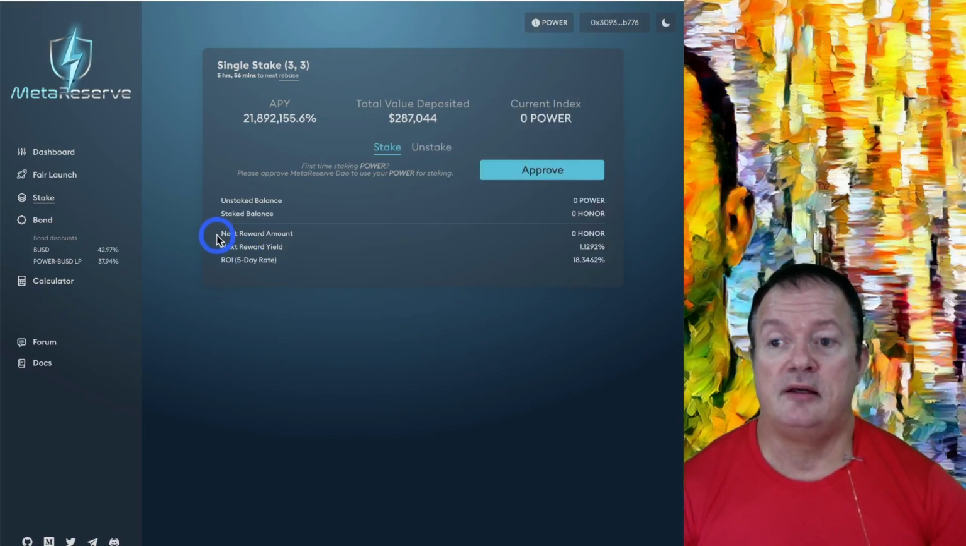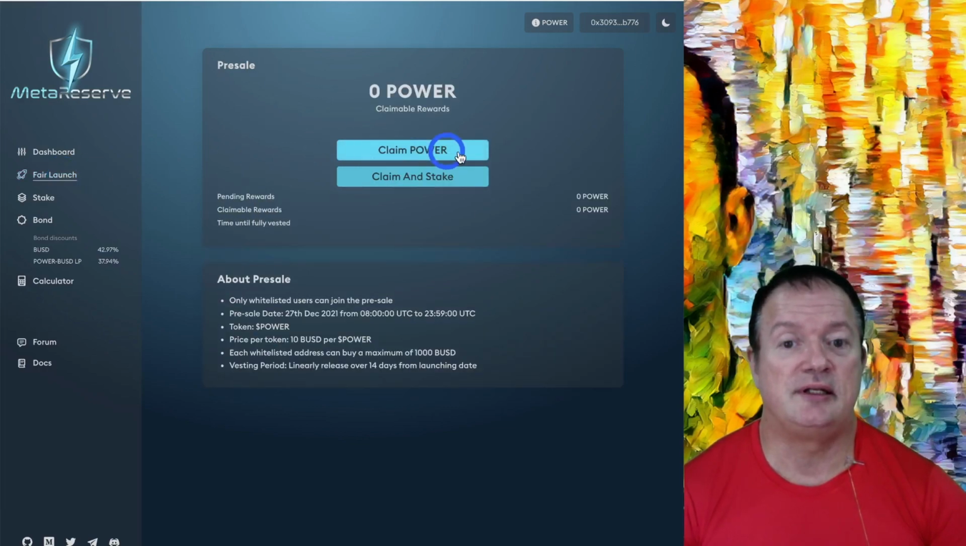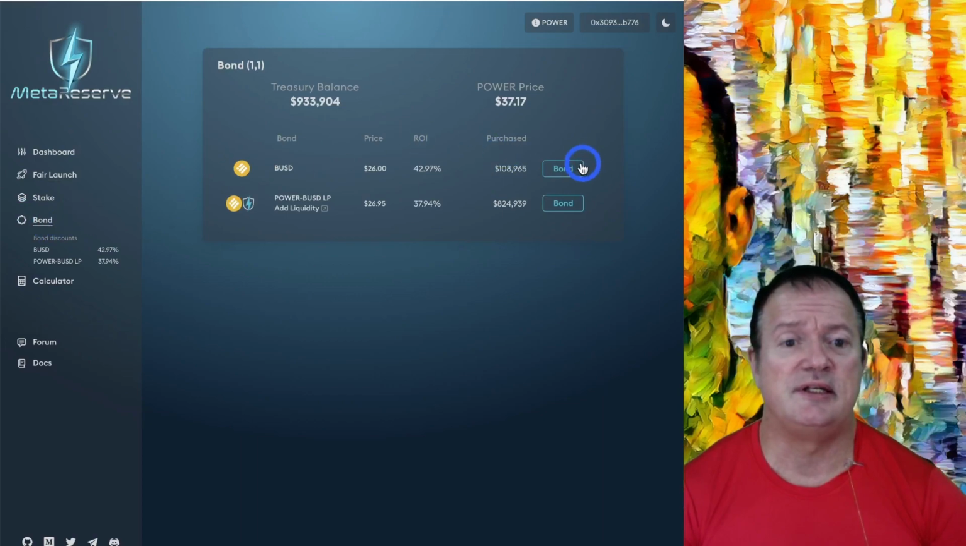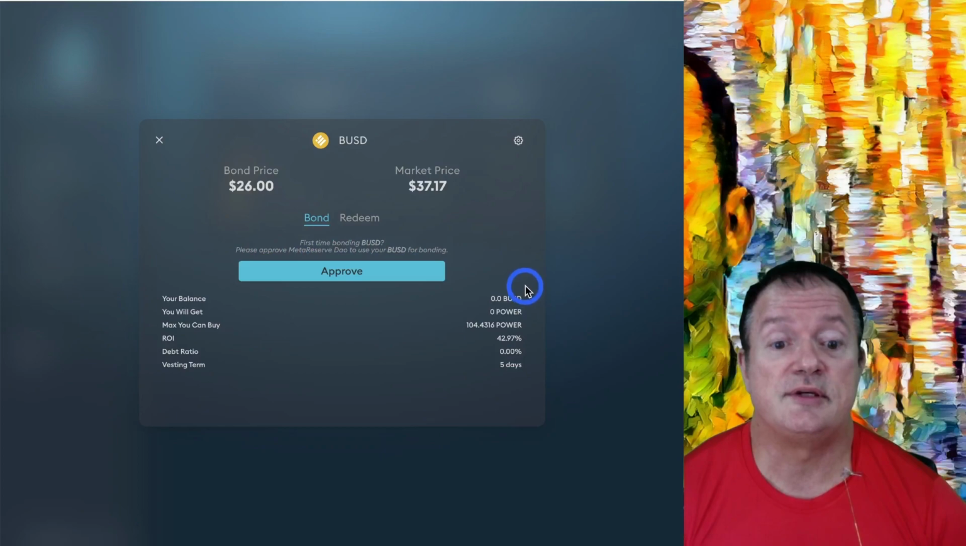Okay, if you participated in the fair launch, you can claim the Power tokens, and they're going to be vested over a period of 14 days. Now for bonding, I don't think it's 14 days. What does it say? Approve, it doesn't say right here. It's 5 days, the vesting term is 5 days.